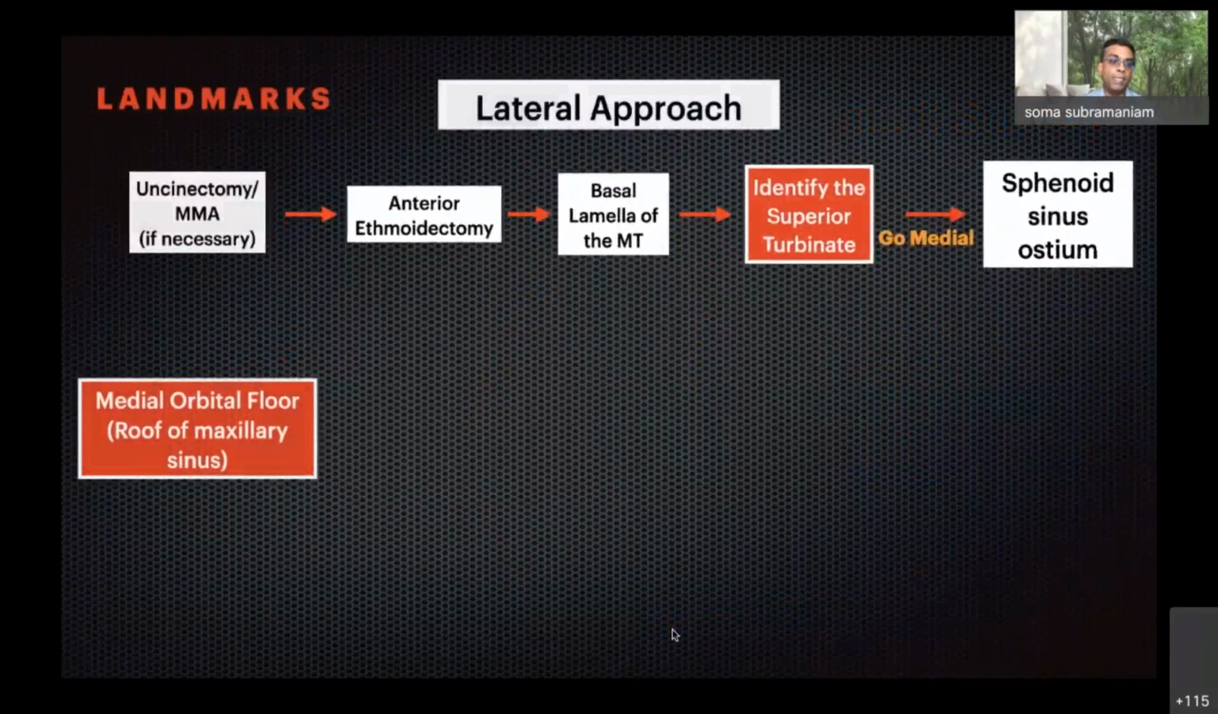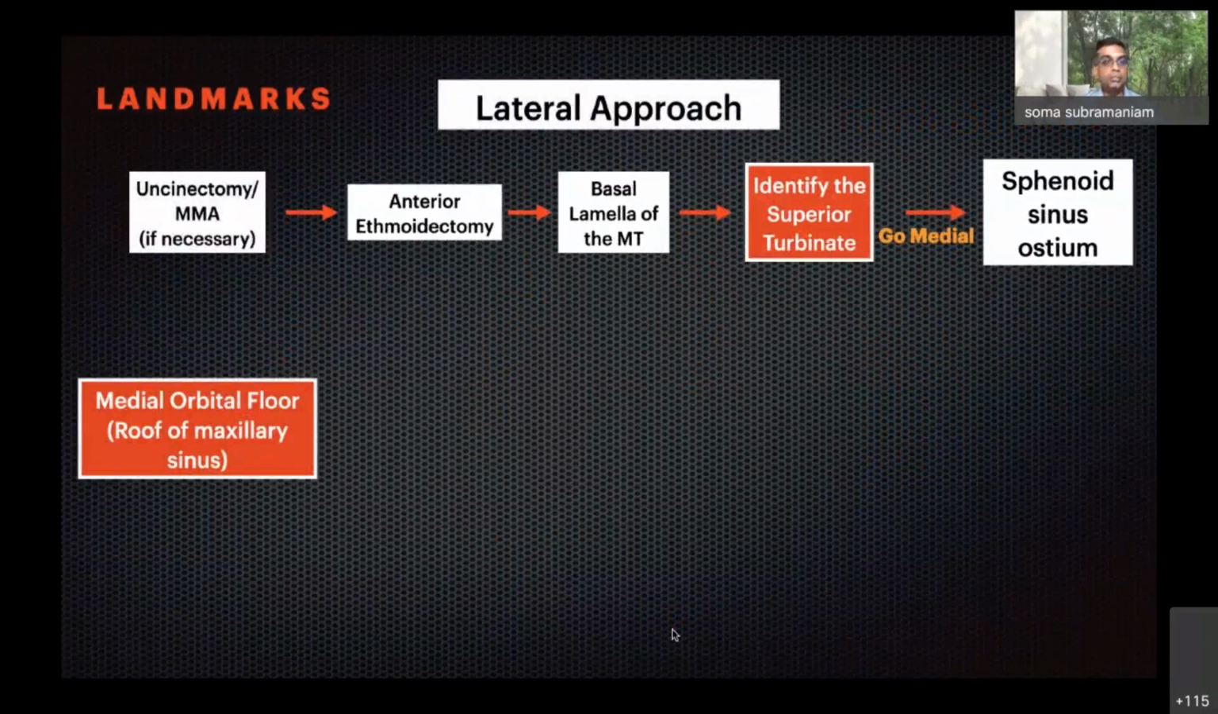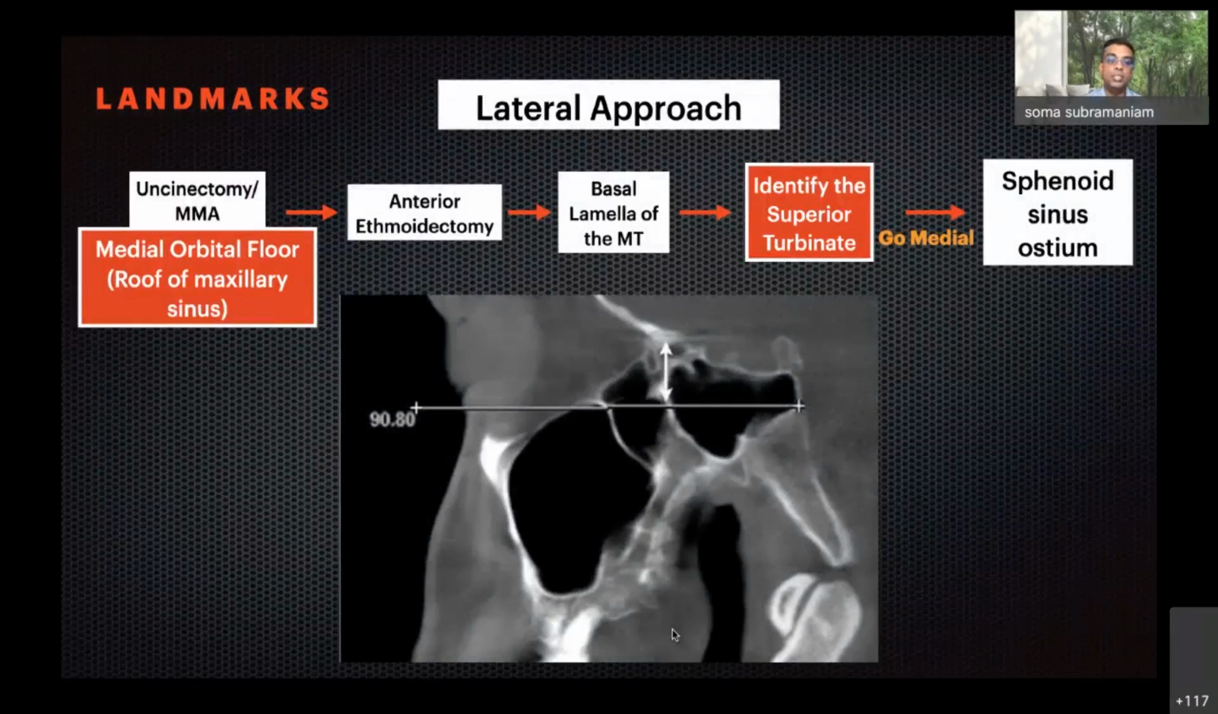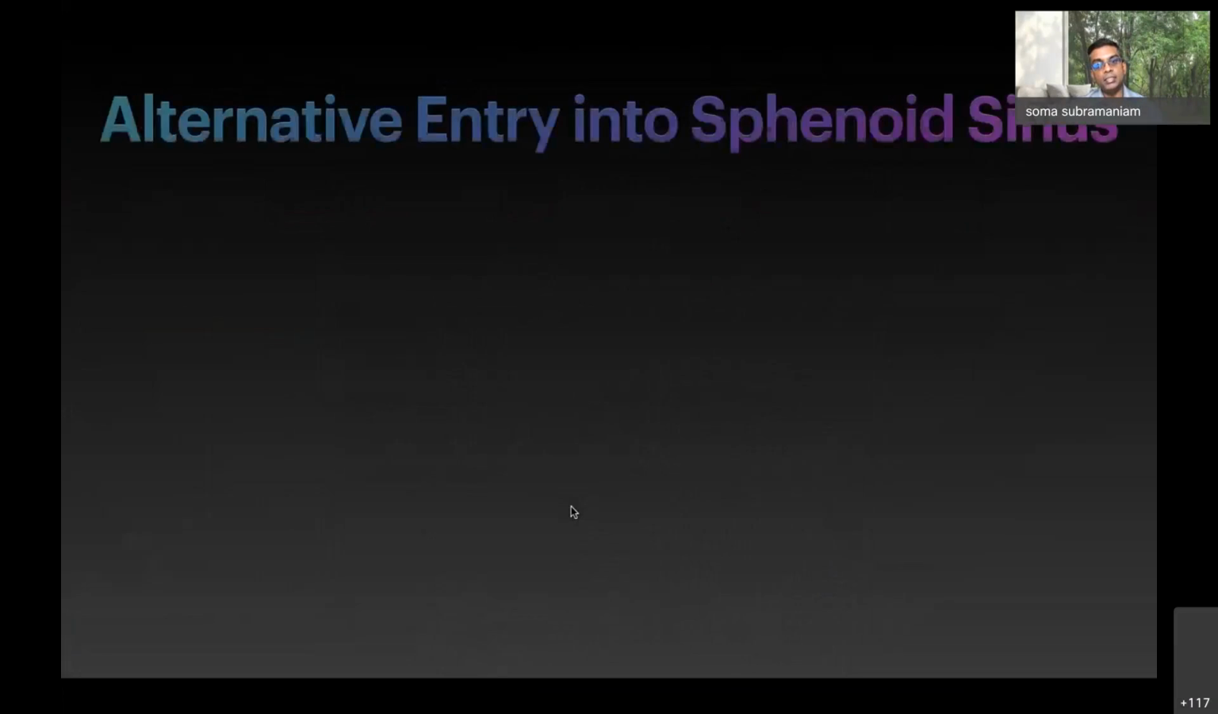Okay, so what are the landmarks we're talking about when we're talking about the lateral approach? The first main landmark is actually the roof of the maxillary sinus. So if you see this sagittal view of the CT scan, you can see that the roof of the maxillary sinus, pointed by my arrow here, roughly lies at the level of the ostium of the sphenoid sinus. It's at the same vertical plane. The sphenoid sinus does not lie significantly higher than the roof of the maxillary sinus. So always stay orientated to the roof of the maxillary sinus.